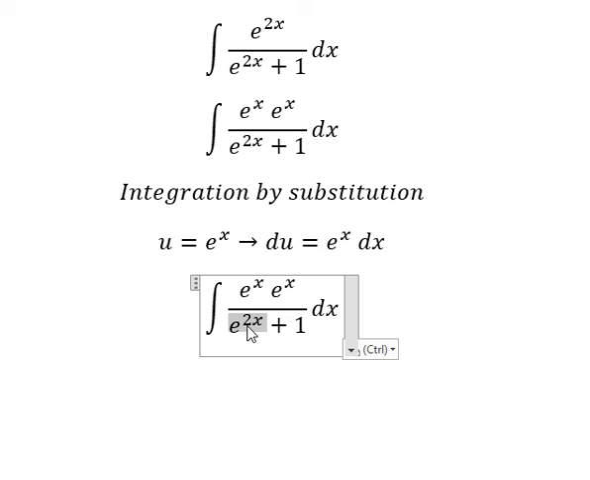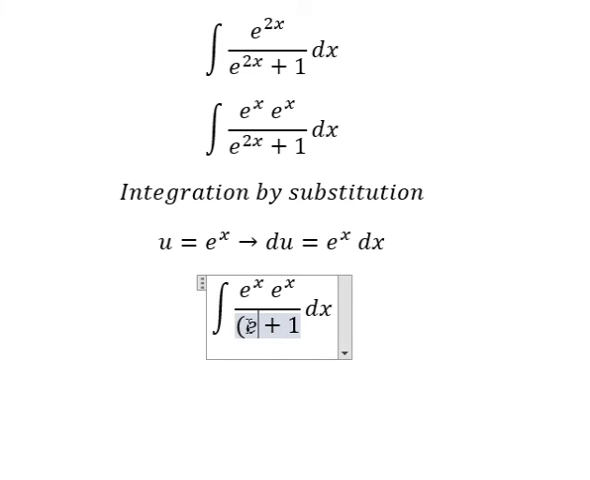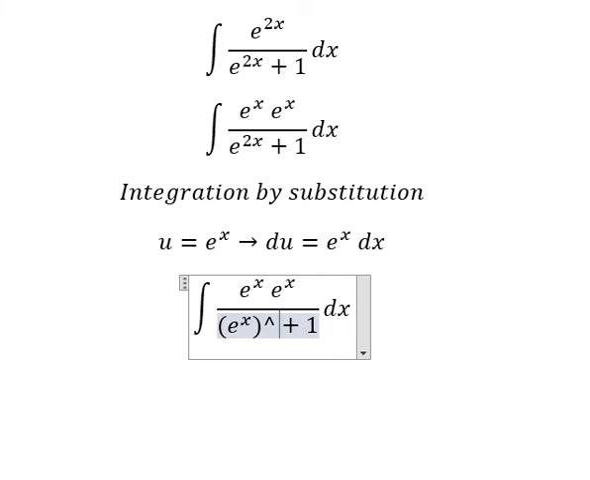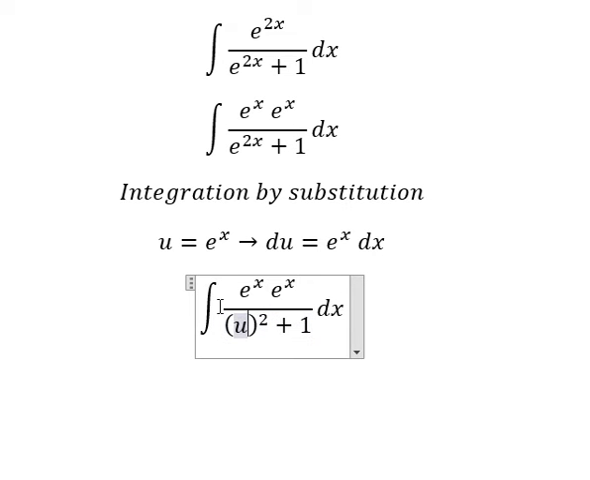This one we have number 2. That means e to the power of x, everything to the power of 2. So this one we change for u. This one in here we change for u. E to the power of x dx we change for du.